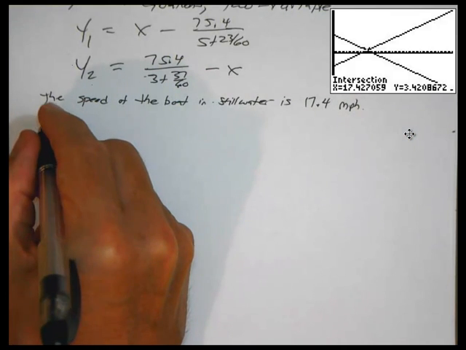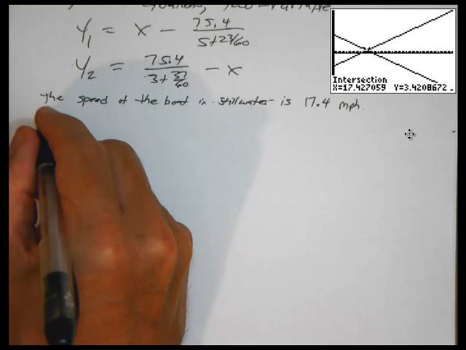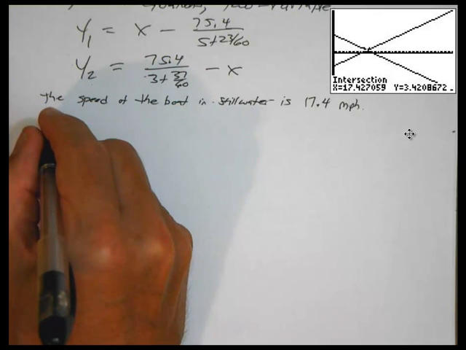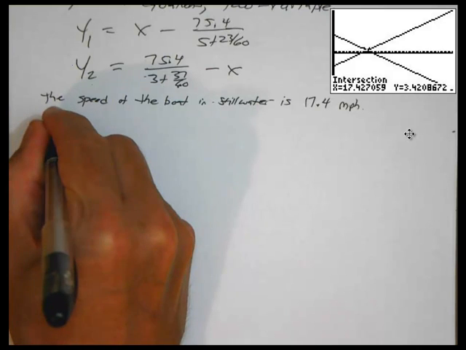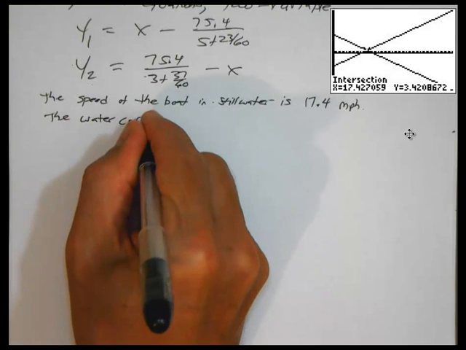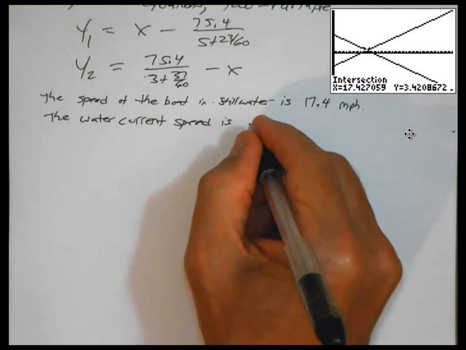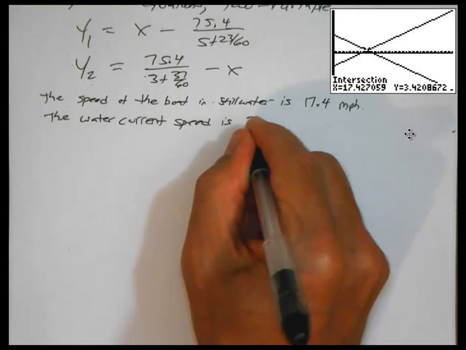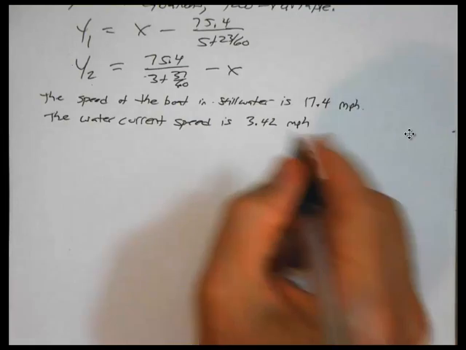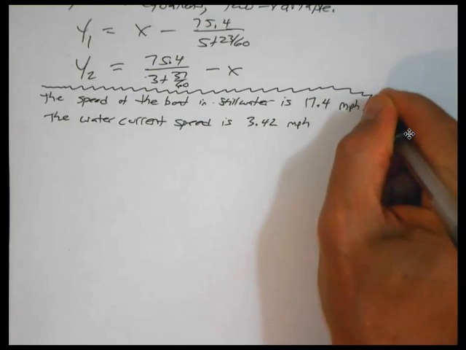The y, in our case here, rounding to 3 significant digits, becomes 3.42, and the units of measure, miles per hour, and this is the water current speed. The water current speed is 3.42 miles per hour. Alright, so that is our major conclusion of this question.